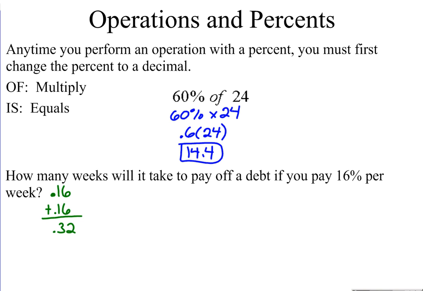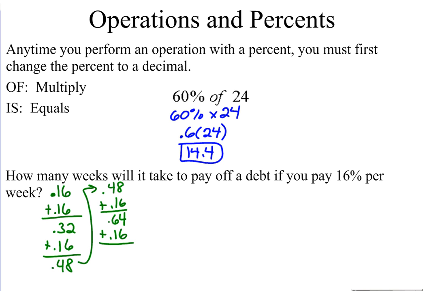So now I'm up to 32% or 0.32. Week 3, I'm going to pay another 16%. Now I'm up to 0.48. I'm going to pay another 16%. We're up to 0.64. Pay another 16%. We're up to 0.80. Pay another 16%. We're up to 0.96. Pay another 16%, and now I'm going to be over 100%.